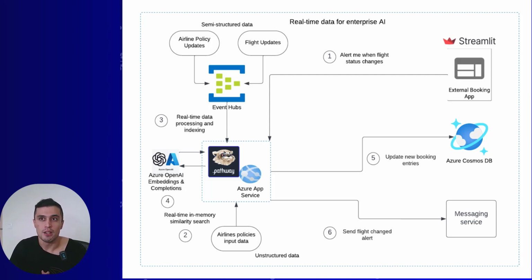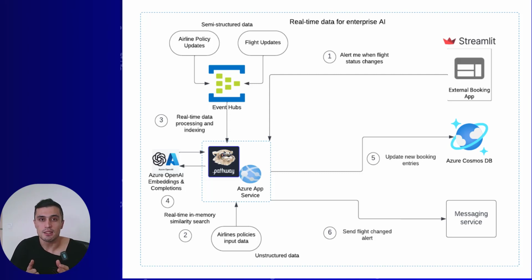So whenever flight updates or airline policy updates come in as Kafka events, Pathway can analyze them in real time and do similarity search. It connects to Azure OpenAI to find the relevant vector embeddings and do the chat completion.